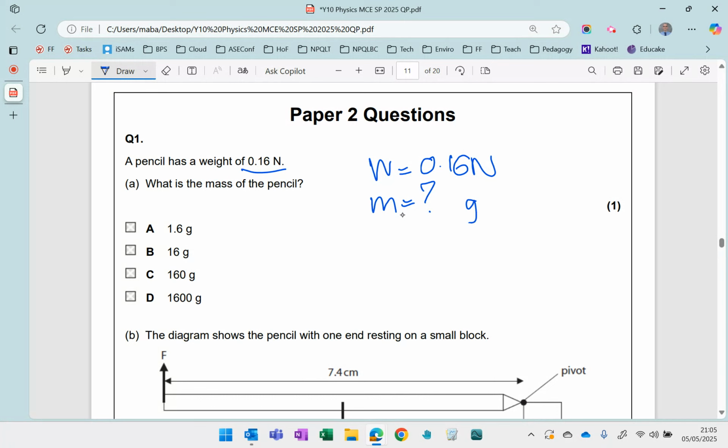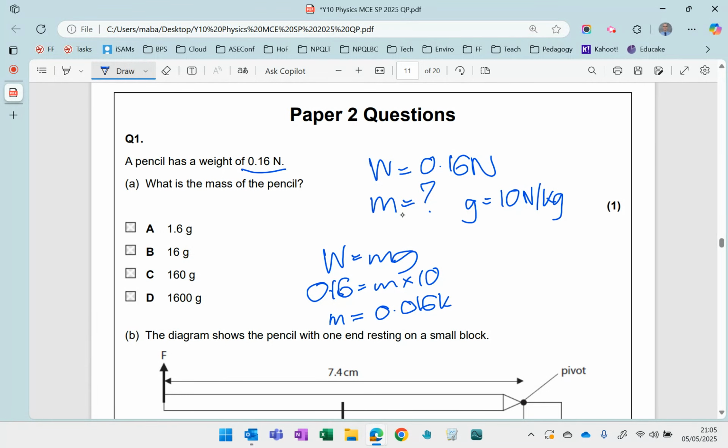Hopefully you know that these two things are connected by the formula W equals mg, where g is 10 newtons per kilogram. So W equals mg, 0.16 equals m times by 10. Okay, so we need to divide both sides by 10. That means that m is going to be 0.016 kilograms. And we know that there's 1,000 grams in a kilogram, so that's just the same as 16 grams. There we go, the answer's B.